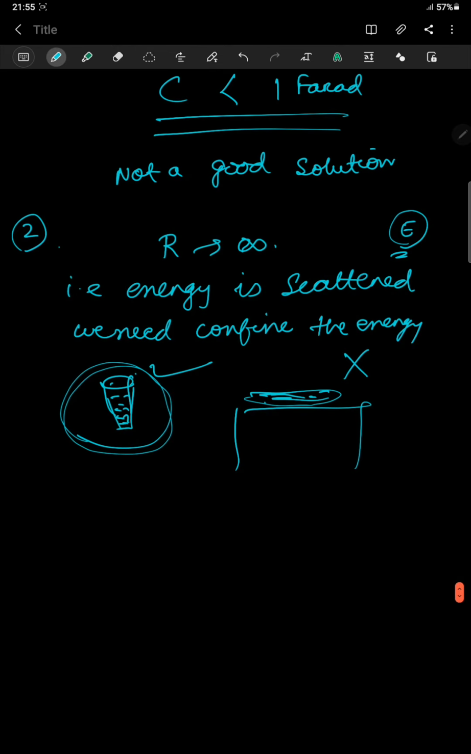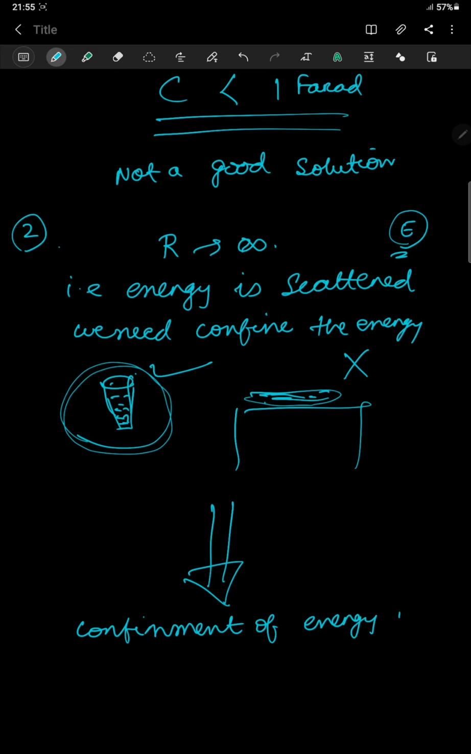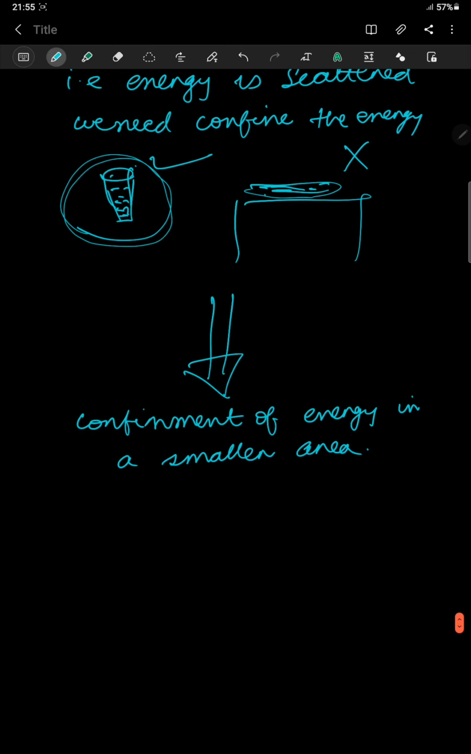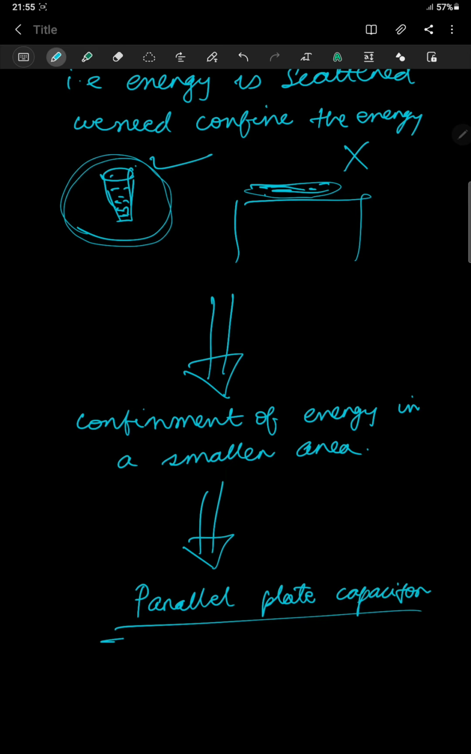Our objective is that the energy which we get from the capacitors needs to be confined in a smaller area. So our objective now is the confinement of energy in a smaller area. A lot of research went on, and finally they came to a capacitor which is called a parallel plate capacitor. Okay, so this was very useful for us, and we will read in detail about this parallel plate capacitor.